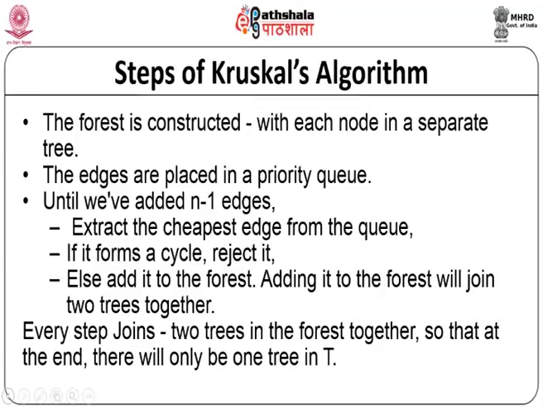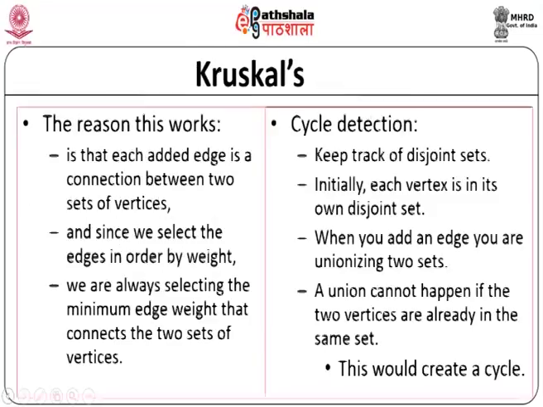The trees may be single node, two node or three node, depending on which iteration of the Kruskal algorithm you are in. Every step therefore joins two trees in the forest together, so that at the end of the complete algorithm you will have only one tree. Okay, that is the basic of Kruskal's algorithm.